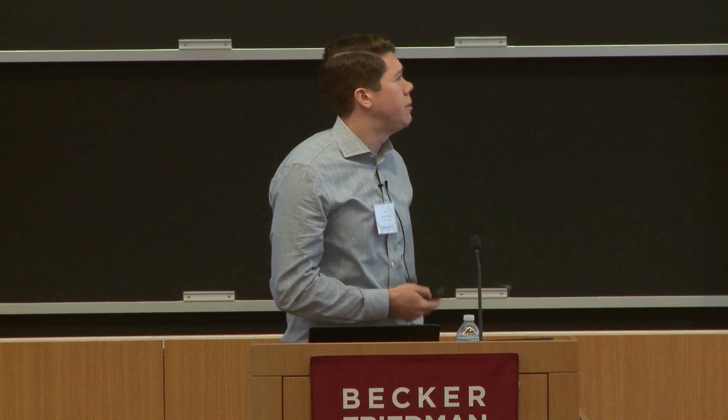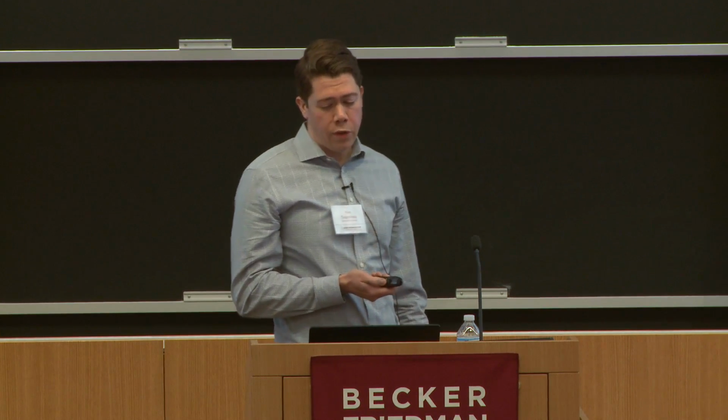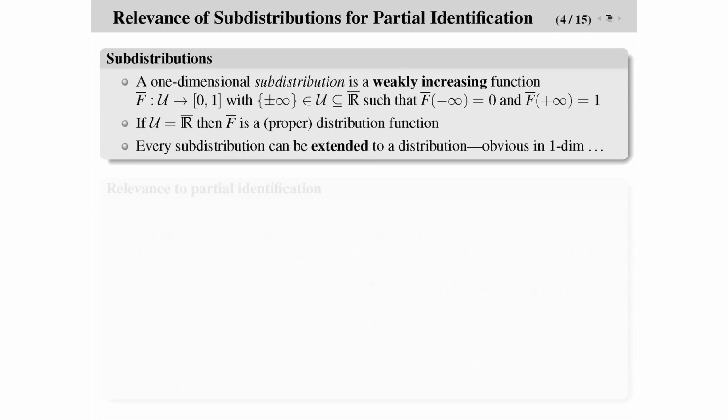Think of it as being a distribution function that's not defined everywhere. Okay? So a distribution function satisfies three properties, a one-dimensional distribution function. At negative infinity, it's 0. At positive infinity, it's 1. And it's weakly increasing. Okay? So it's an object that should be familiar to you. The subdistribution just says instead of having f be defined everywhere, it's only defined on some proper subset of the entire real line. Okay? So this proper subset is going to be called u in my notation.